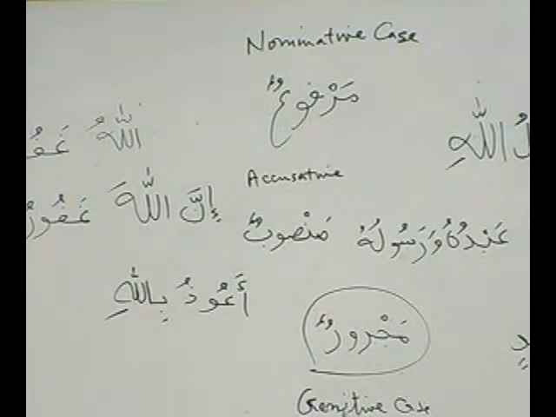Okay, brothers and sisters, today you must memorize marfu, mansoob, and majroor. We will repeat it every day. And brothers and sisters, this will stay with you all the time when you are reading Quran. It is in the back of your mind that the nouns can be marfu, according to the function they perform, or they can be mansoob, or they can be majroor.